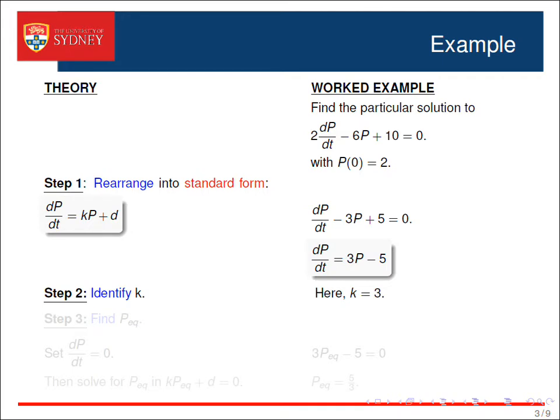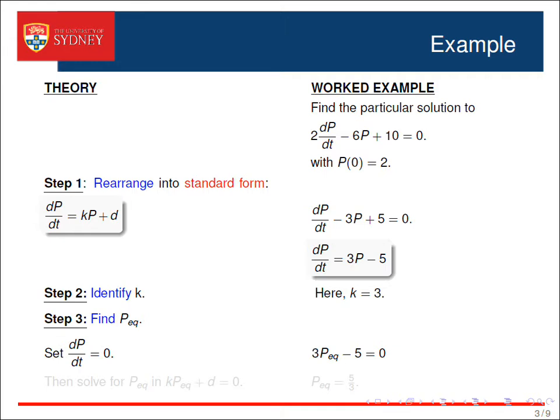Step 2 is to explicitly identify the constant on the right-hand side. For our example, k is therefore 3. So the general solution is p is equal to a e^(3t) plus p equilibrium. So the general solution includes the equilibrium solution of the differential equation. So in step 3, we calculate the equilibrium solution. We find p equilibrium by setting the derivative dp/dt equal to 0 and setting p to be p equilibrium in the differential equation.